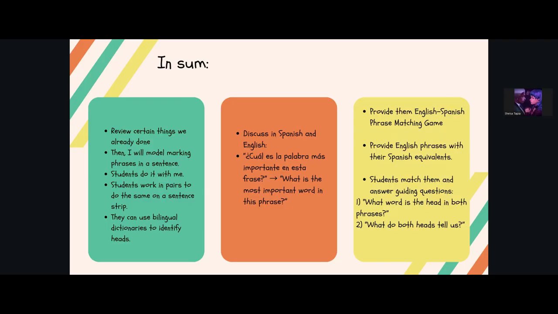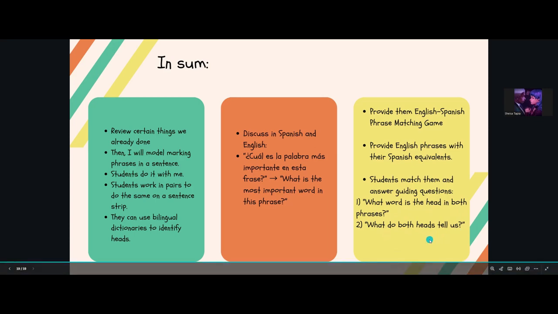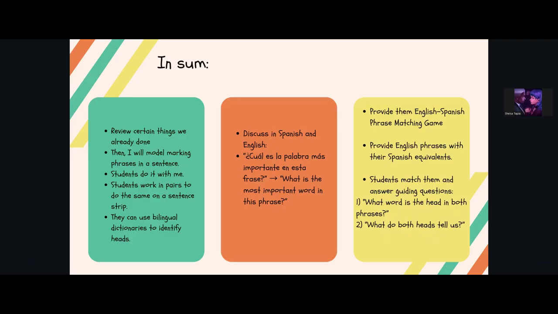How did they know? So I would say things like, what word is the head in both phrases? What do both heads tell us? How do you know that's a noun phrase? What helped you figure that out? What helped you figure out that this is a verb phrase? Why did you decide? And so many things.